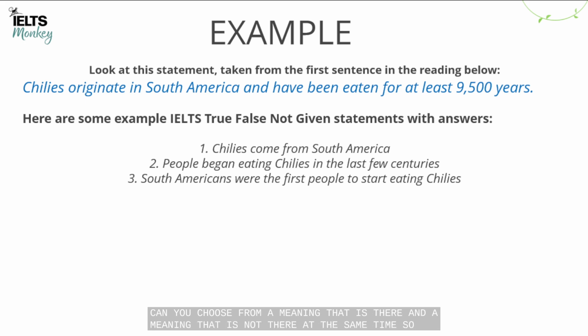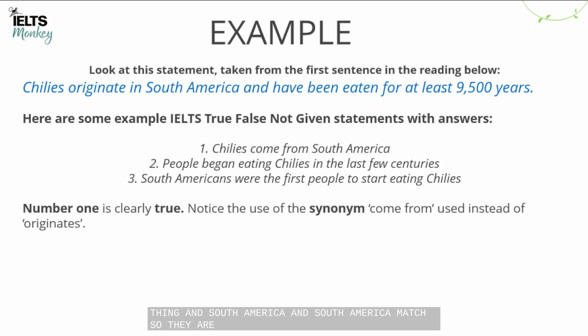So, number 1, chilies come from South America. What question word is this answering? Where? Where do chilies come from? And in the statement in blue, it also answers the question word, where do chilies come from? So we know it has to be true or false. And then we take a look and we see originate and come from. These are synonyms. They mean the same thing. And South America match, so they are exactly the same. And so number 1 is clearly true. They both talk about the same thing, where chilies come from. They have synonyms that match, and then the actual answer matches as well.